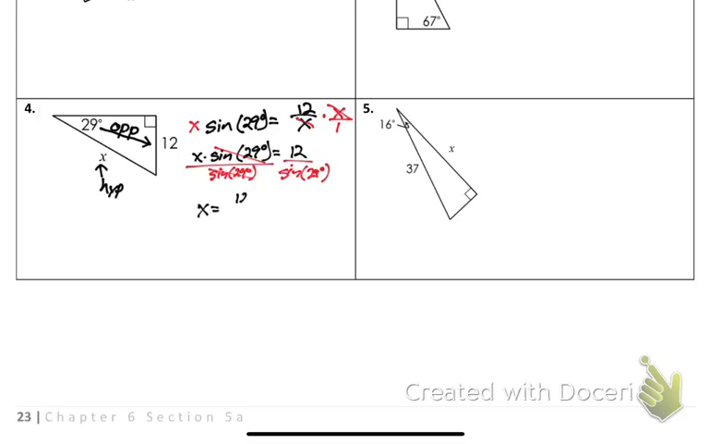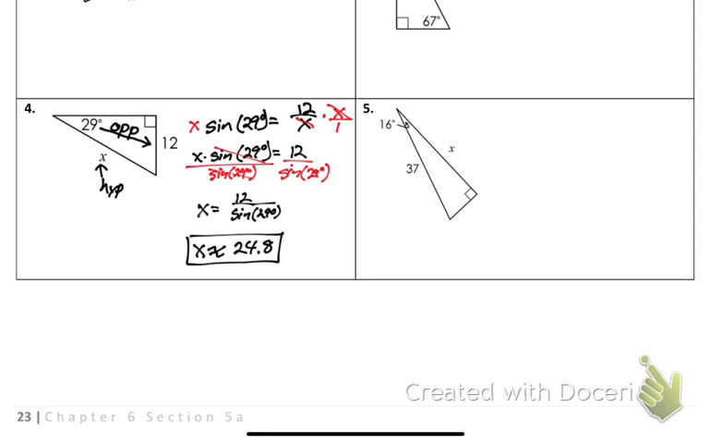X equals 12 over sine of 29 degrees. And I'm going to need help here. 24.8. Oliver, can you second that? Yeah. Okay. And that would be our final answer. That would be our missing side.